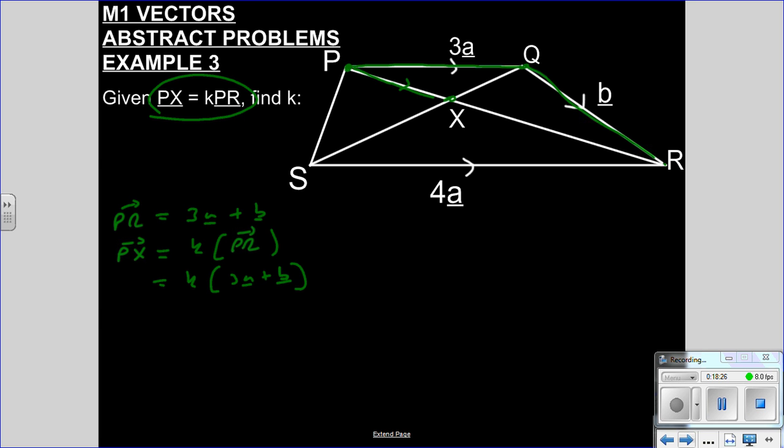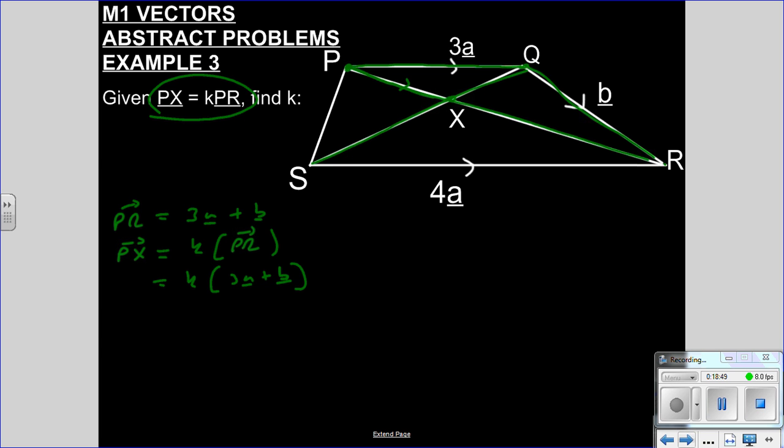Well, we know that the diagonals cross at X, don't they? They cross at X. So we've worked with this diagonal. But what about this diagonal? This diagonal crosses at X, doesn't it? And maybe if we can intersect them somehow, we can find out what that proportion is, right?